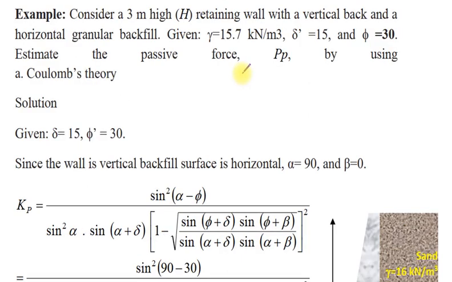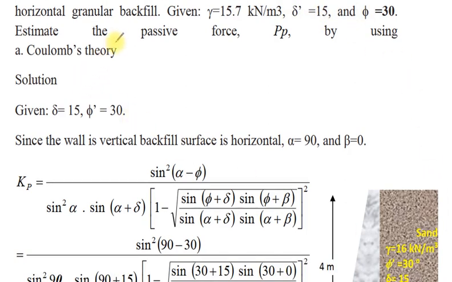This example will show you how to compute the passive lateral earth pressure based on Coulomb theory. Consider a 3-meter high retaining wall with a vertical back and a horizontal granular backfill. Given gamma equal to 15.7, or 16, kilonewton per meter cubed, delta equal to 15 and phi equal to 30. Estimate the passive force by using Coulomb theory.